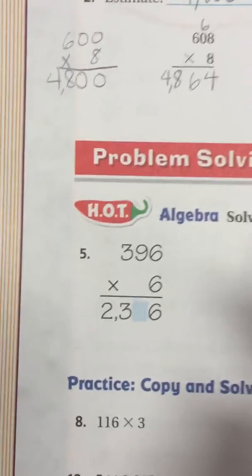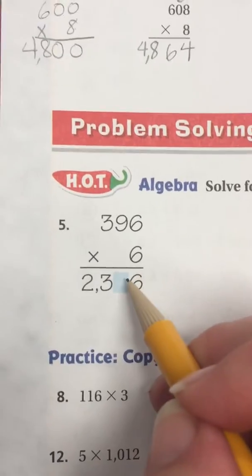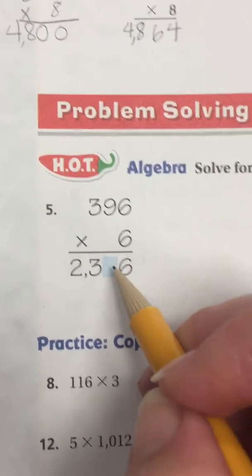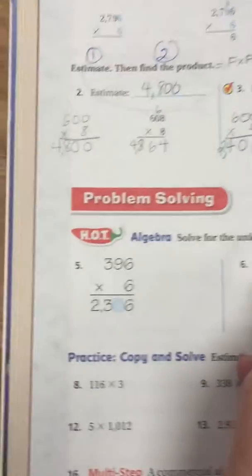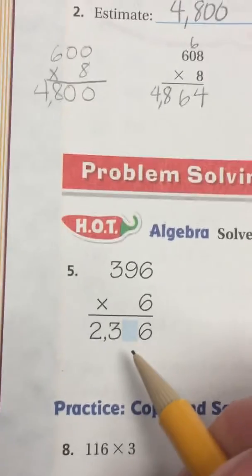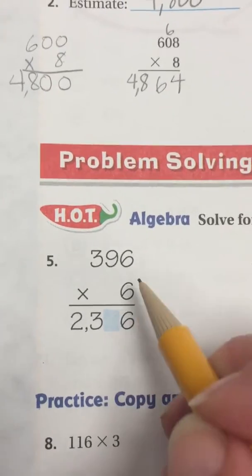Okay, you're moving down to number 5. This is a little bit difficult because you have this little blue box, because it says solve for the unknown number. We also call those variables in algebra. This one's not a variable, it's just simply an unknown number.